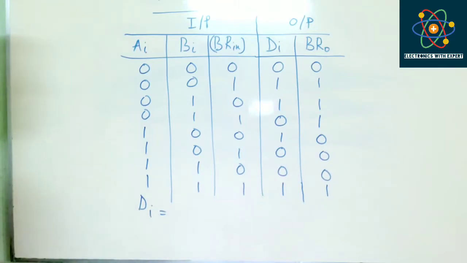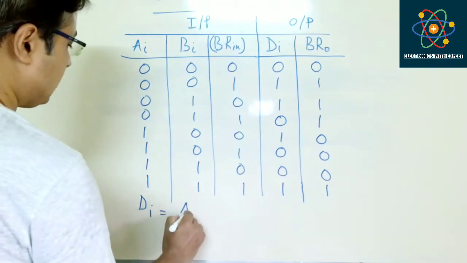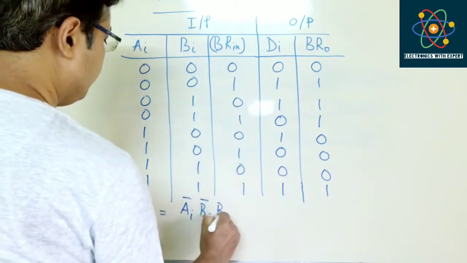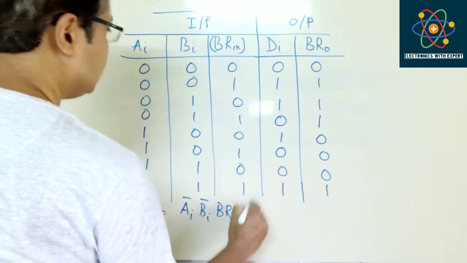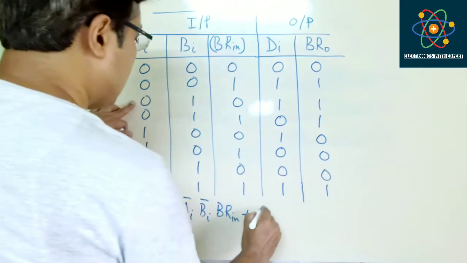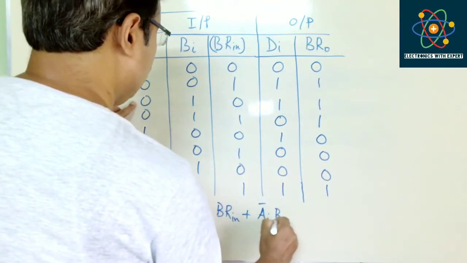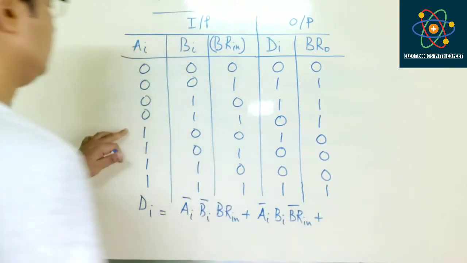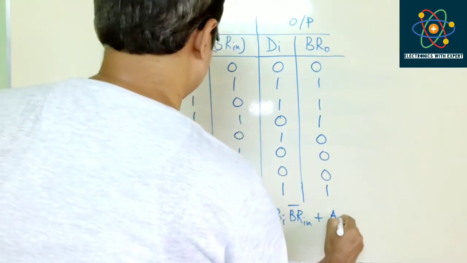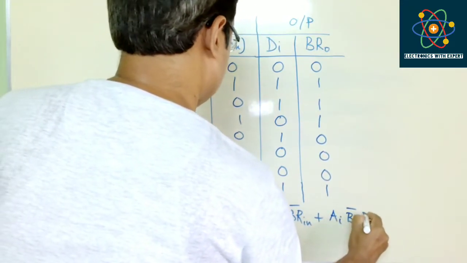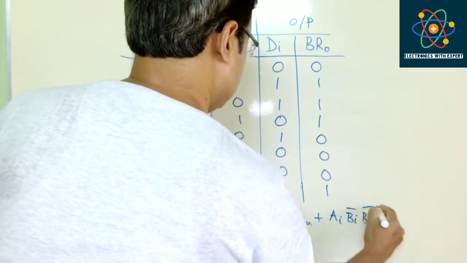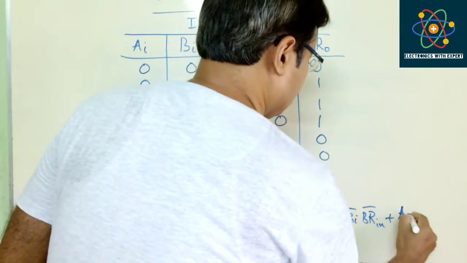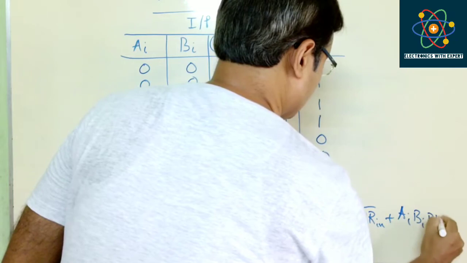So difference Di equals Ai bar Bi bar borrow in. That is the first combination. Then the second one is Ai bar Bi borrow in bar. The third one is Ai Bi bar borrow in bar, and the last one is Ai Bi borrow in.